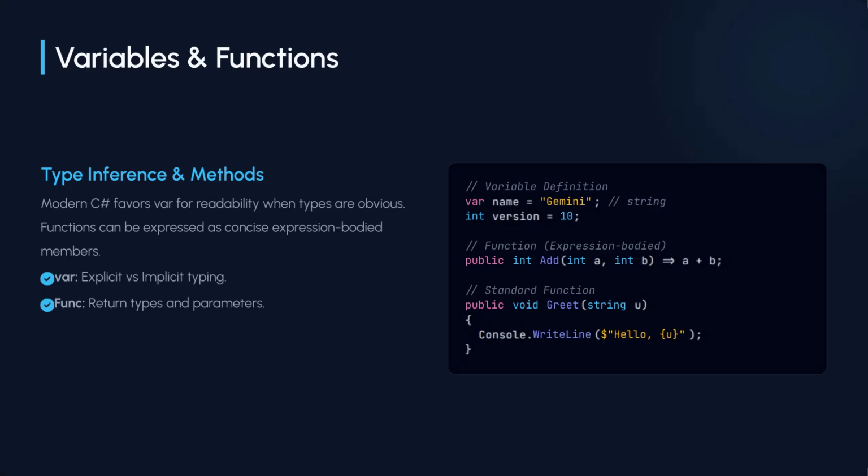Modern C# emphasizes readability. We favor the var keyword for implicit typing, where the type is obvious from the context. We also use expression-bodied members using the fat arrow syntax to keep our functions concise and clean. As you can see in the example, a simple addition function or standard getter method remains highly readable.